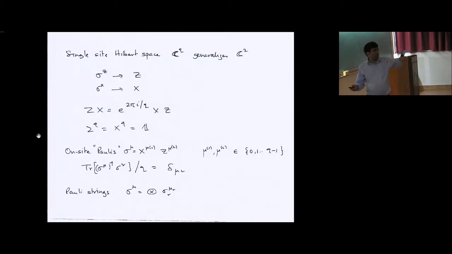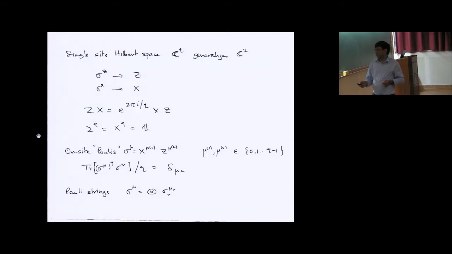And then if you go q times, whether you just move around the clock or you just take the qth power, you get back to one. So this is useful because then you can do, for example, a 1/q expansion. You can work about the limit q equals infinity. So the analogs of the on-site Paulis are powers of these x and z operators.